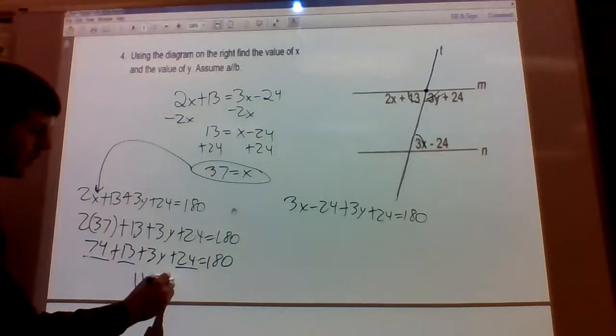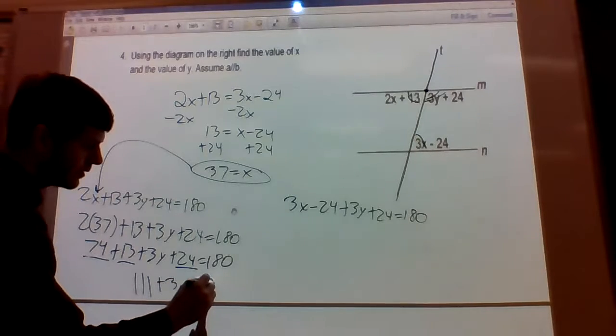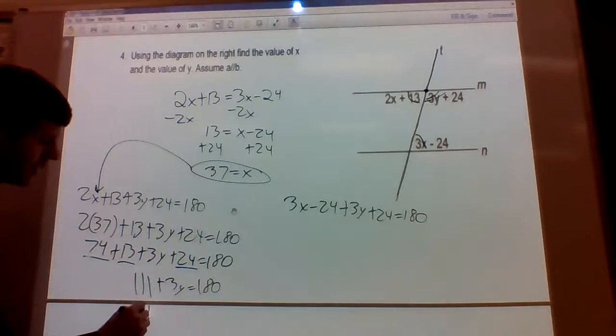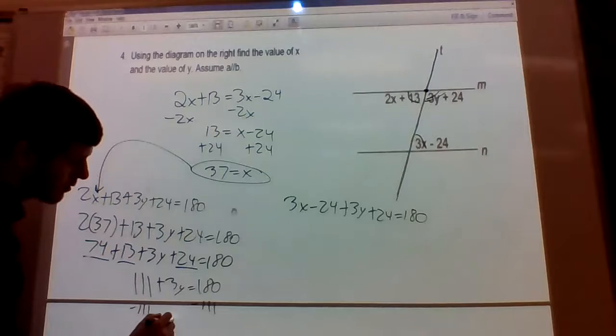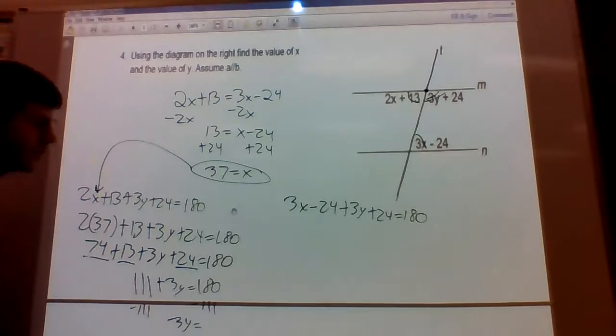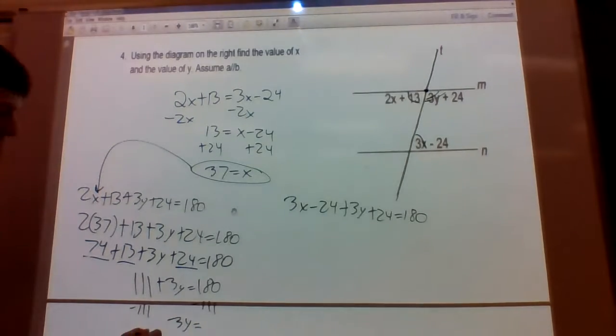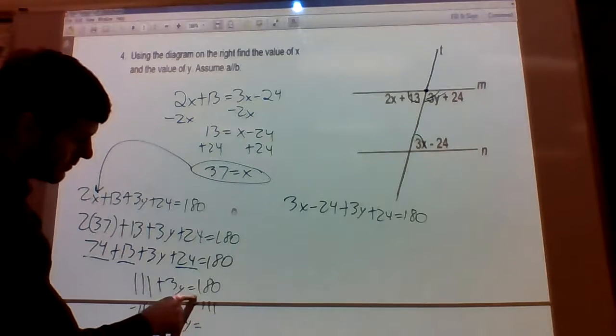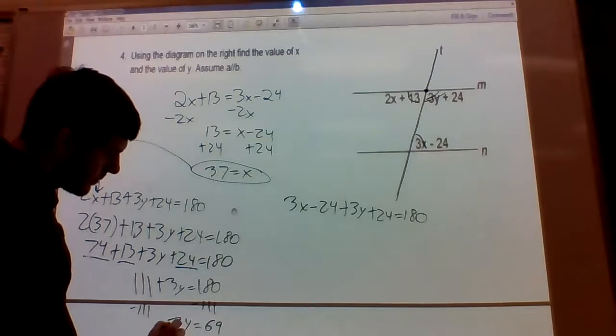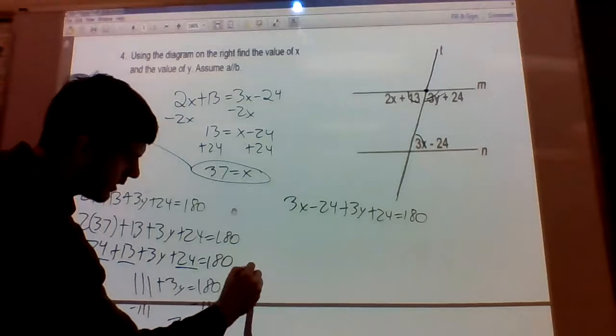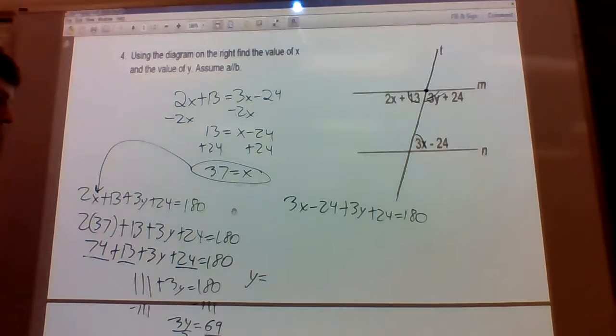Okay, and then plus 3y is 180. Subtract 111 from both sides. 3y is going to be equal to 69. Okay, divide by 3, and we're going to get y is equal to 23.